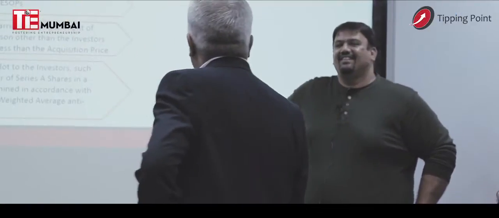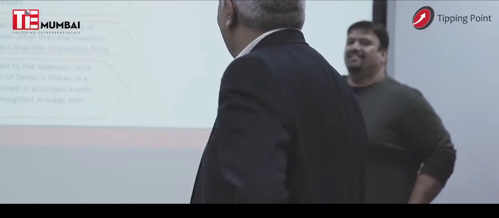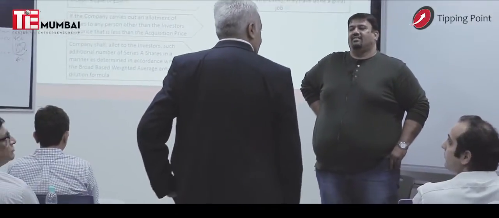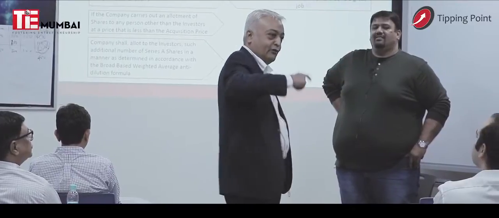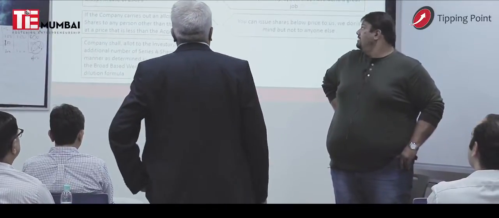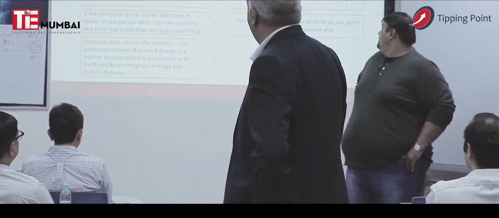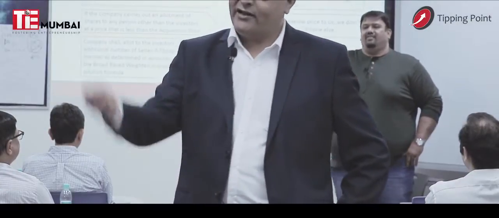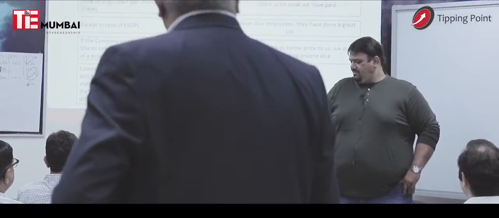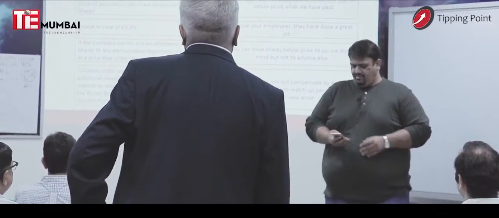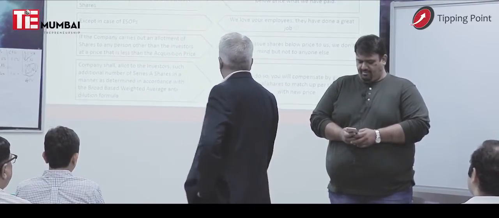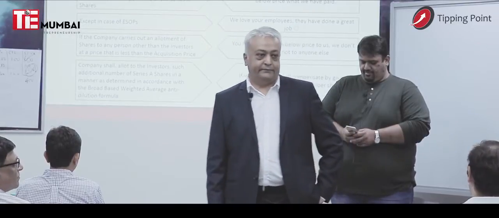What it says is, you are not supposed to issue new shares below the price we have paid. We love your employees and they have done a great job. So even if you are giving ESOPs to your employees as a part of your ESOP pool at a lower price, I'm fine with that. You can issue shares below price to us, we don't mind, but not to anyone else. Why are you giving it to an outsider? And if you do so, you will compensate us with additional shares to match up the per share cost to the new price.